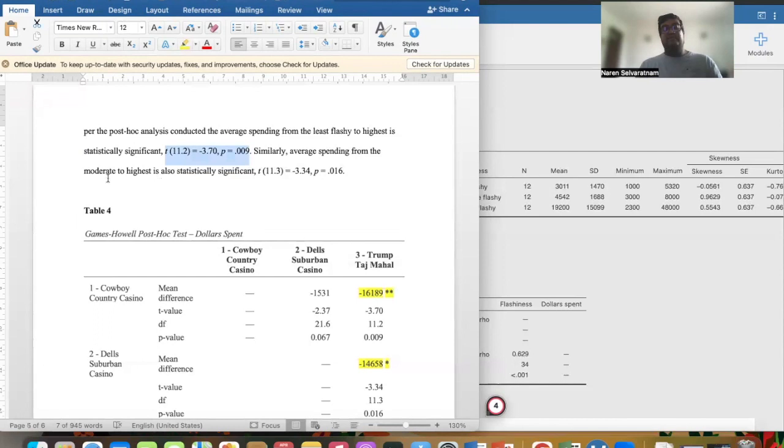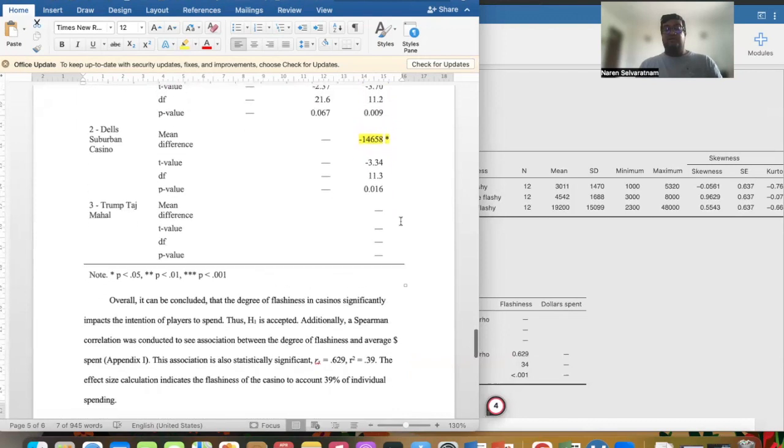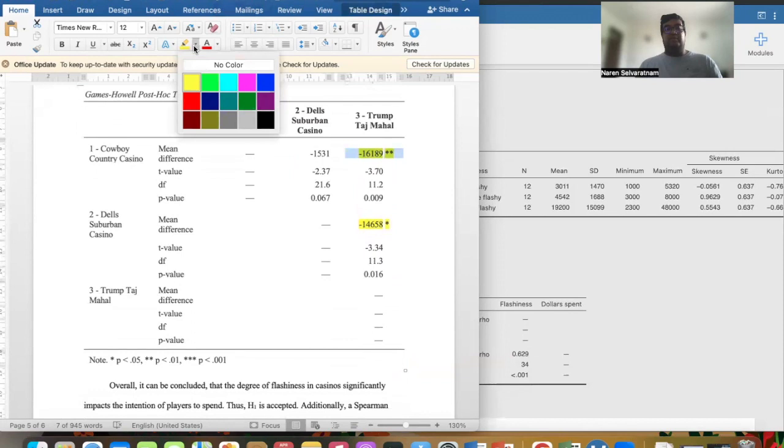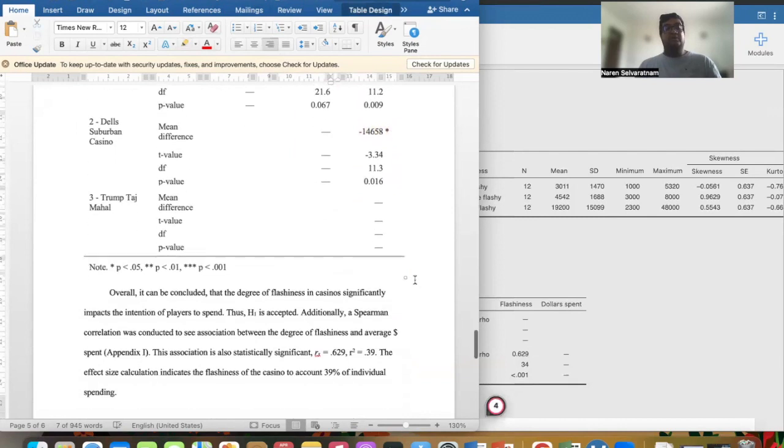Similarly, the average spending from moderate to highest is also statistically significant. I have given the t value for that as well. Now you don't need to color this, I just colored it so that I could actually show it to my students. I'm going to take that highlight out.